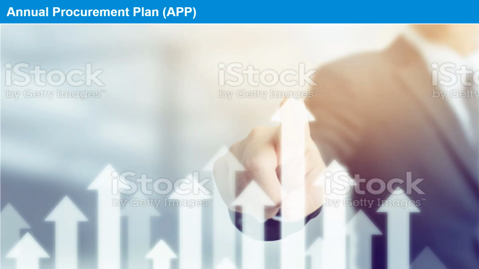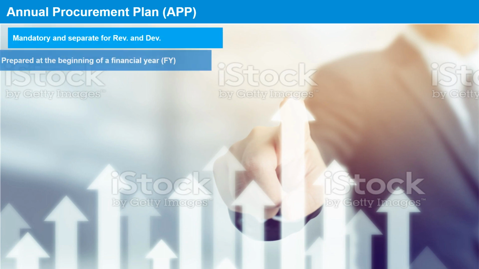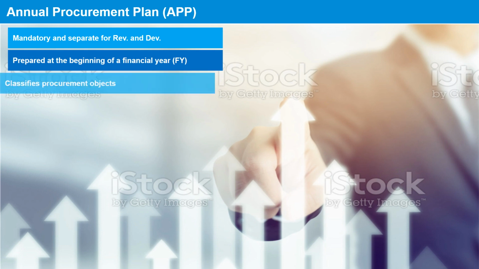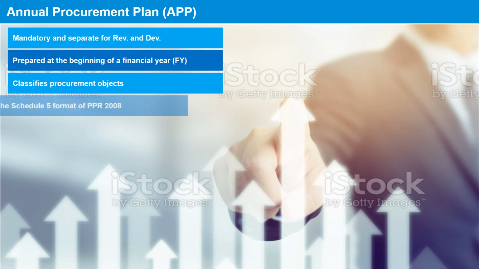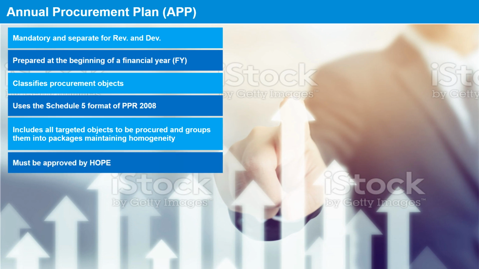Let's now look at the essentials of an annual procurement plan. It is mandatory and separate for Rev and Dev and has to be prepared at the very beginning of a financial year. An annual procurement plan classifies procurement objects such as goods, works, and services. It uses the format provided in Schedule 5 of PPR 2008. The annual procurement plan includes all targeted objects to be procured and groups them into packages, maintaining homogeneity. It must be approved by WHO.